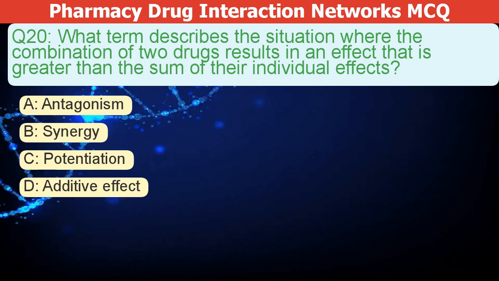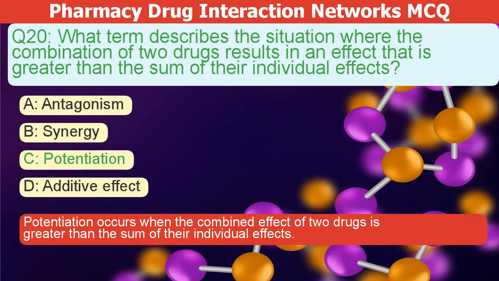What term describes when two drugs combined have a bigger effect than each drug alone? A. Antagonism. B. Synergy. C. Potentiation. D. Additive effect. The correct answer is C. Potentiation occurs when the combined effect of two drugs is greater than the sum of their individual effects.